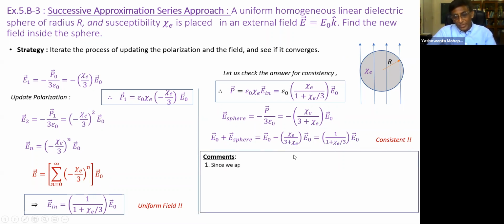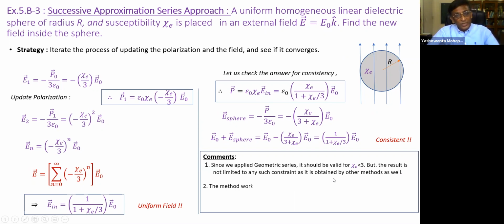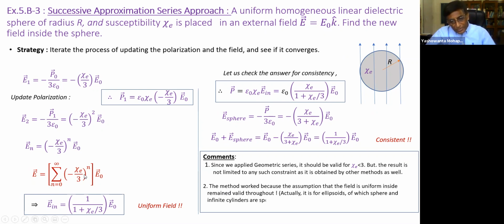But I'll make two comments here. The first comment is, since we applied a geometric series, it should be valid only for chi E less than 3. But the result is not limited to any such constraint, as it is obtained by other methods as well, in fact the method that I showed you in the last example, or even more rigorous mathematics. Also, remember the method worked because the assumption that the field is uniform inside remained valid throughout the process. Each step, the polarization was uniform, and that has been crucial to the success of the method.